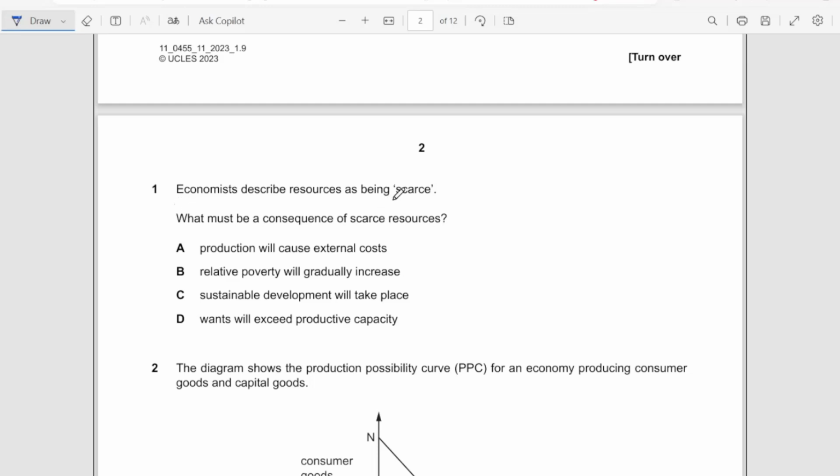Economists describe resources as being scarce. The basic economic problem: limited resources and unlimited wants. Wants will exceed productive capacity, right? The other points here are not relevant to the basic economic problem or scarcity.